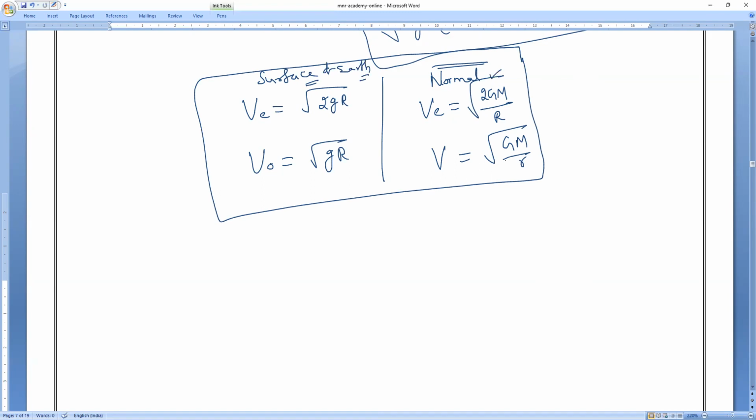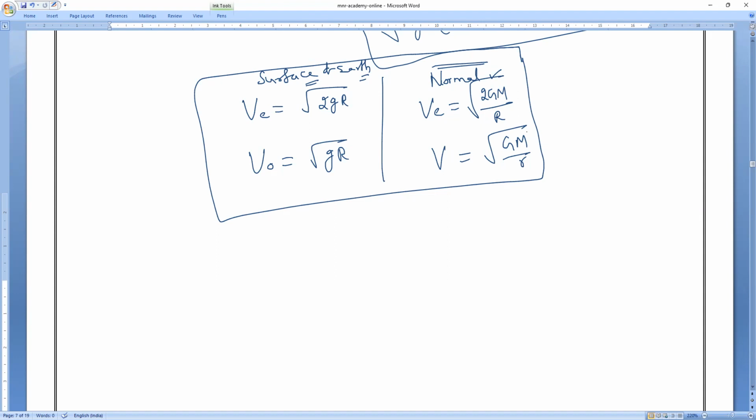So this is about today's class. I hope you all understand very clearly. If you have any doubt, you can ask me. Then, in tomorrow's class we will solve for the time period of revolution of the satellite, how much time it will take to revolve around the earth. And from that, the proof and verification of Kepler's third law.